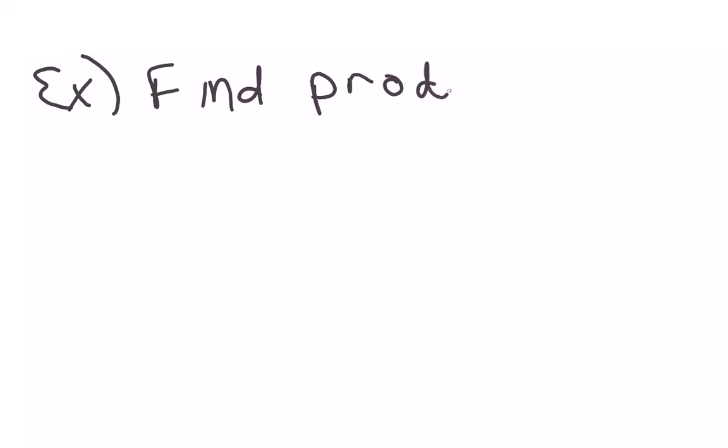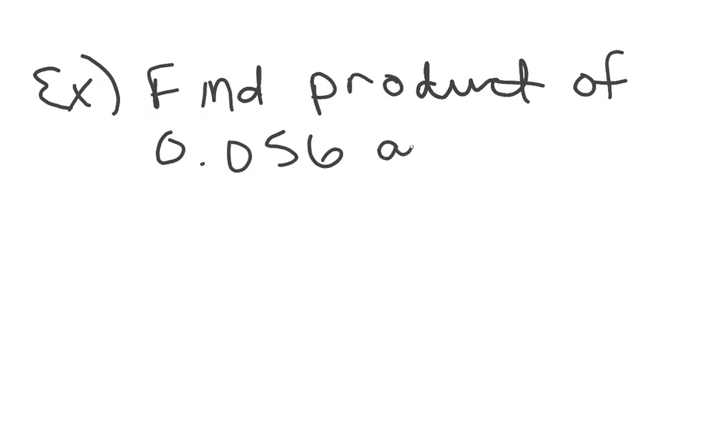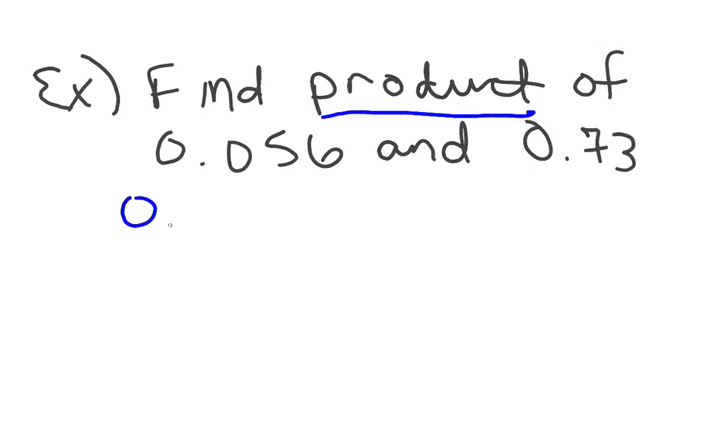All right, let's look at our next example. It says find the product of 0.056 and 0.73. So we have to remind ourselves, what does the word product mean? And that means multiplication. So we're going to multiply these.